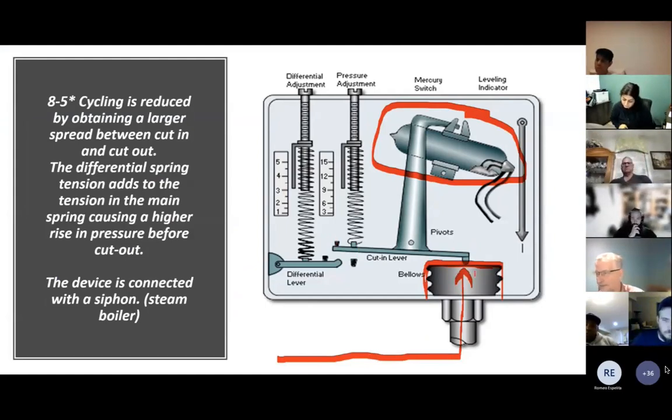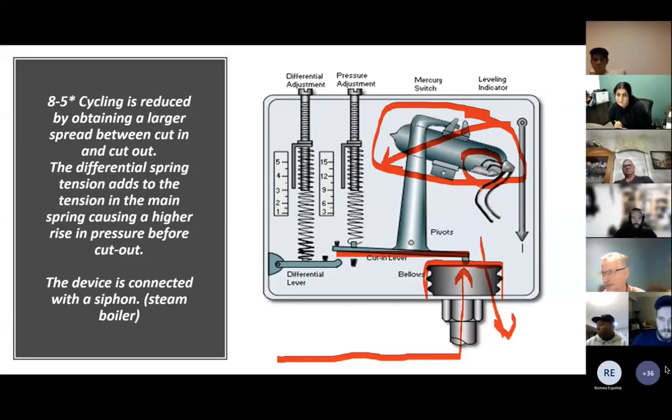Higher pressure causes the bellows to literally get bigger. It gets longer, it expands when it's got more pressure inside, pushes up on this lever. When we push up on this lever, we tip the mercury switch over the other way and then shut off the burner. When the pressure drops down, the lever tips down to the right. Mercury switch tips over, mercury touches the contacts and starts up the burner again.